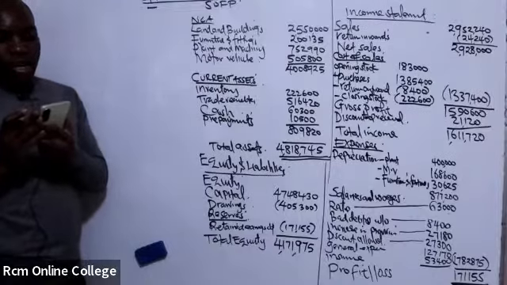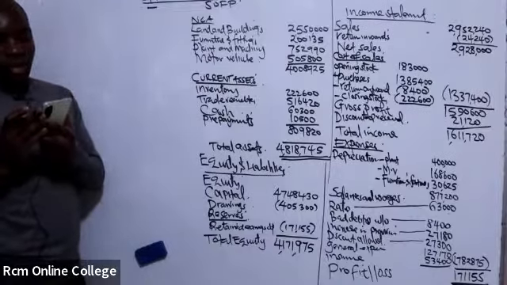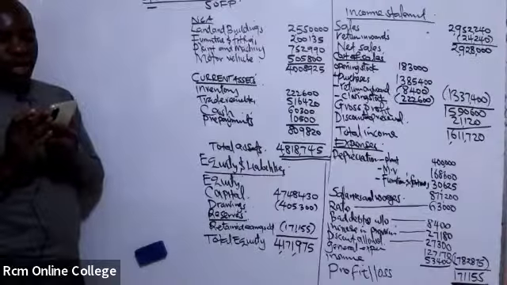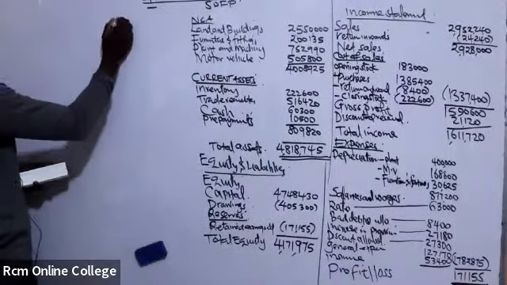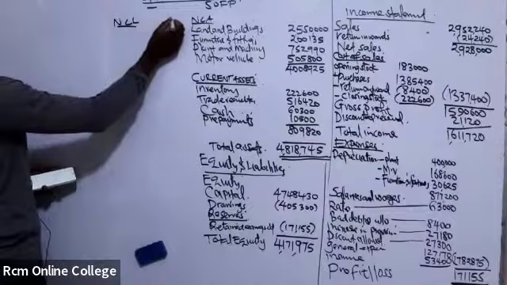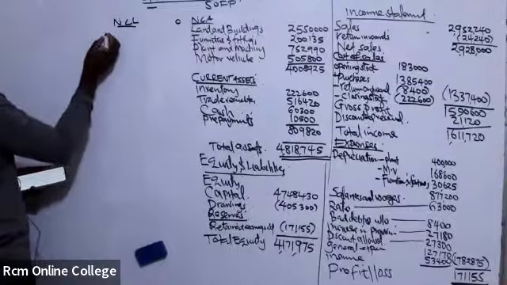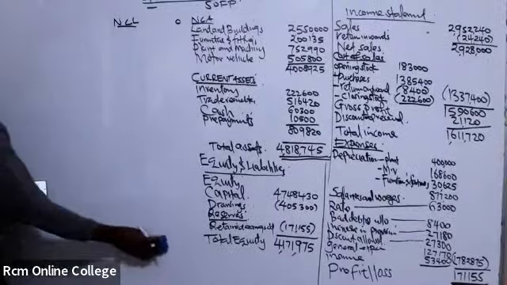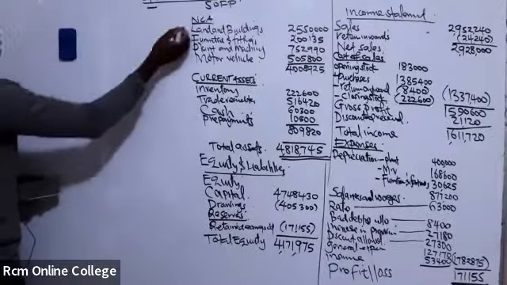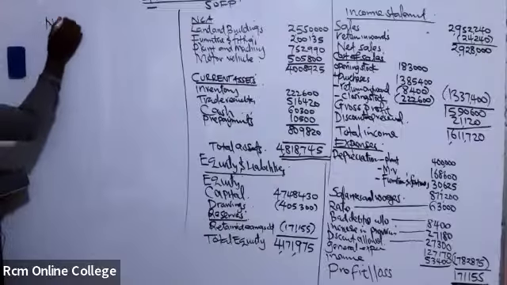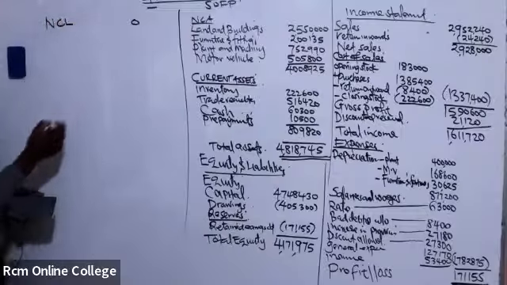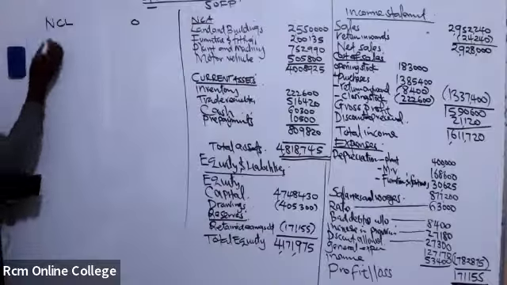Do we have any non-current liability? I can't see non-current liabilities here. I'm only seeing current liability. So to save on time, non-current liability, there is none. I have 0. Then I go to current liabilities. Oh, I have enough space here.